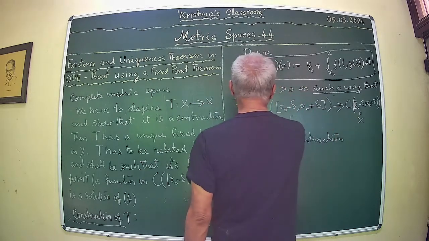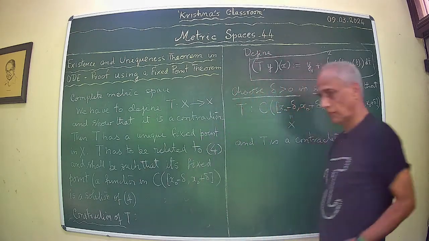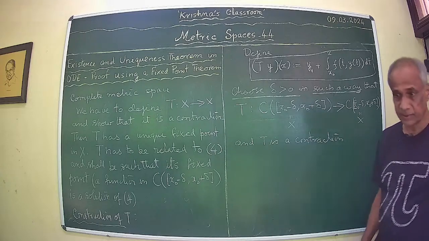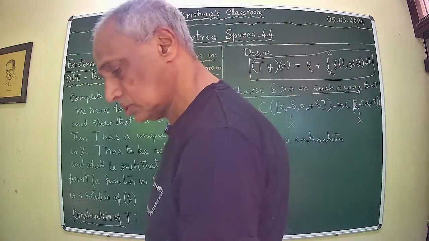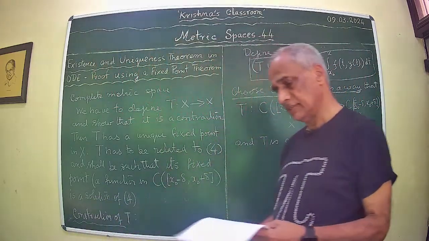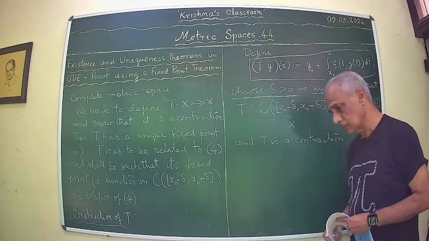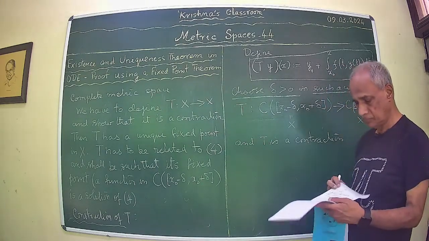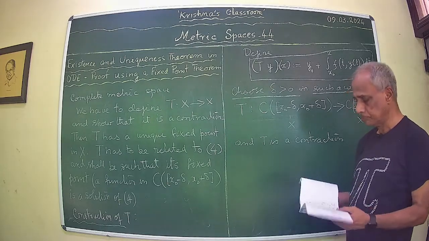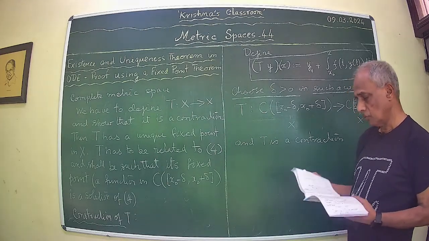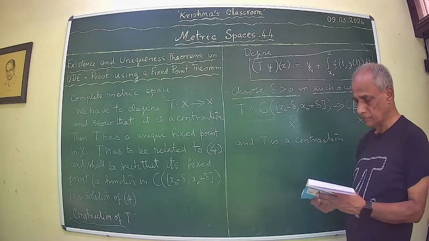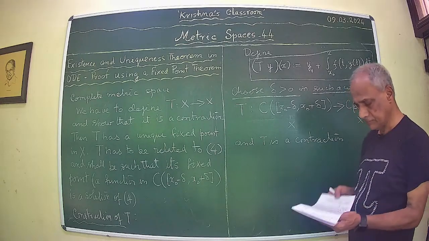How do we choose delta positive? This is what we have to be careful about. So we make the choice, and you can see how this choice, how this particular choice comes about, that we shall see.